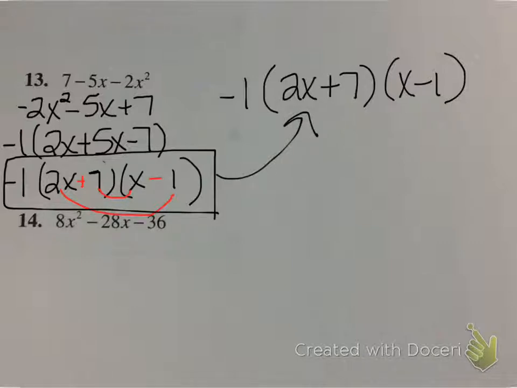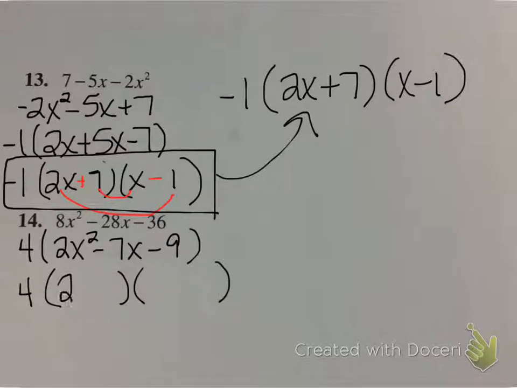Okay, let's try this bottom one. 8x squared minus 28x minus 36. Hopefully you notice that there's actually a GCF there. They're all even, which tells you there's at least a 2, but if you look a little bit closer, there's at least a 4. They all have a 4 in common. So I'm going to factor out the 4. And now I'm going to break that down.